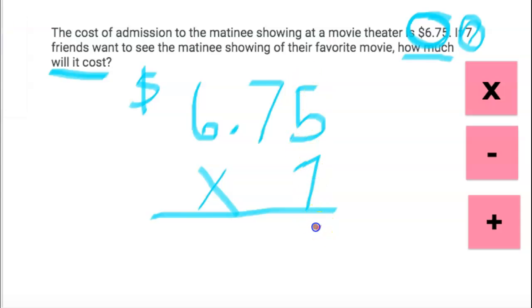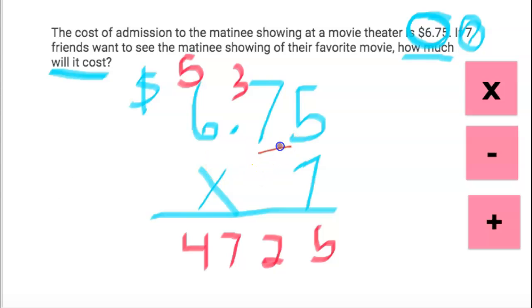You go 7 times 5 is 35, carry the 3. 7 times 7 is 49, plus 3 is 52, carry the 5. Okay, 42 plus 5 is 47. Okay, and then here's what to remember when you're multiplying. When you're multiplying, you come over here and you count how many numbers are after the decimal. So you have a decimal here and you have 1, 2 numbers after the decimal there total. So again, you have 1, 2, okay?